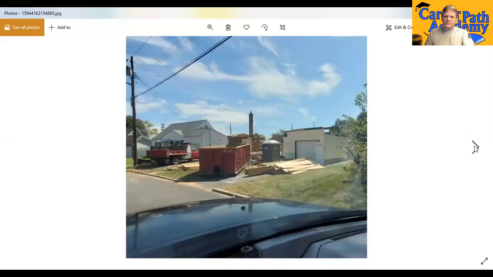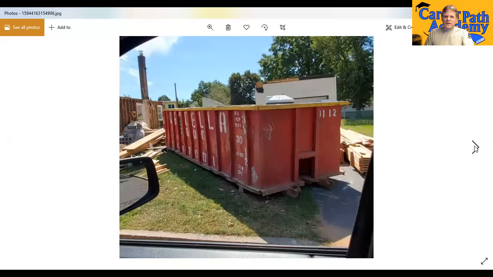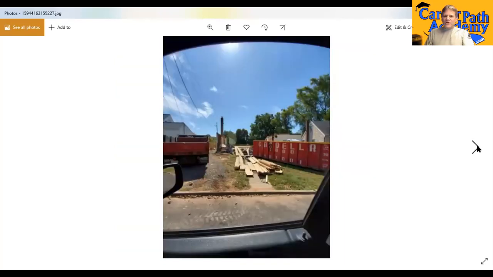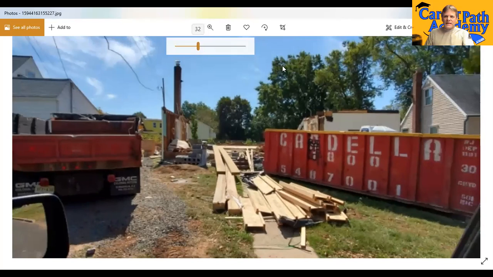Here's another angle, as I'm driving by. You see the wall there, and then here's the garage. They used an FHA 203K loan for this. Look at that. No house. The house is gone.